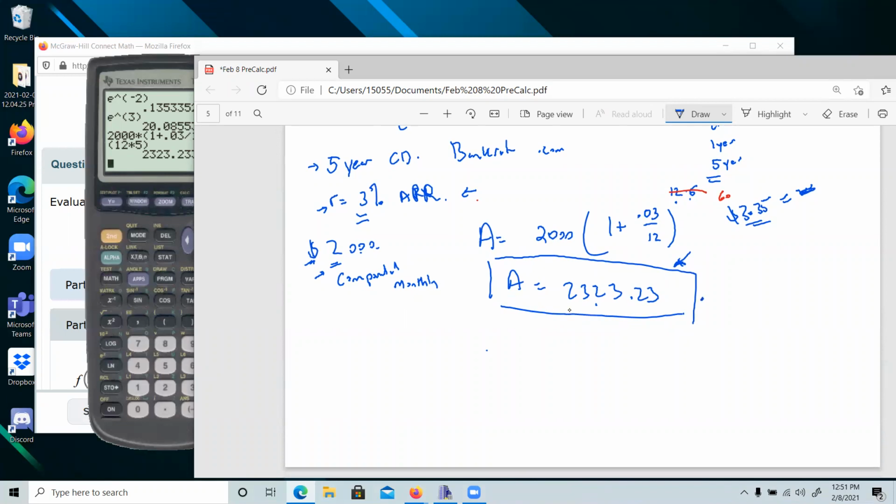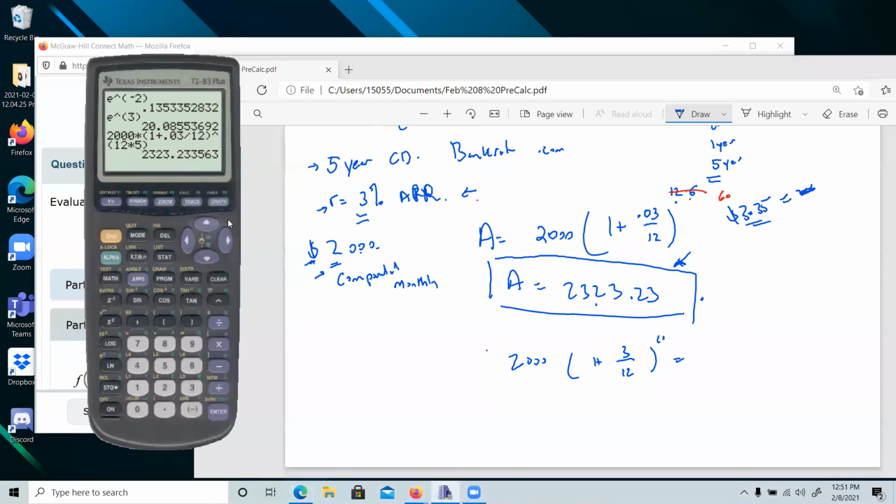So if you get, let me show you what happens. Okay, if you make the mistake, it's 300% interest, by the way. Okay, at this point, you're not saving, you're a loan shark. Okay. So this is 2,000 times 1 plus 3 over 12. Okay, and then raised to the 60.